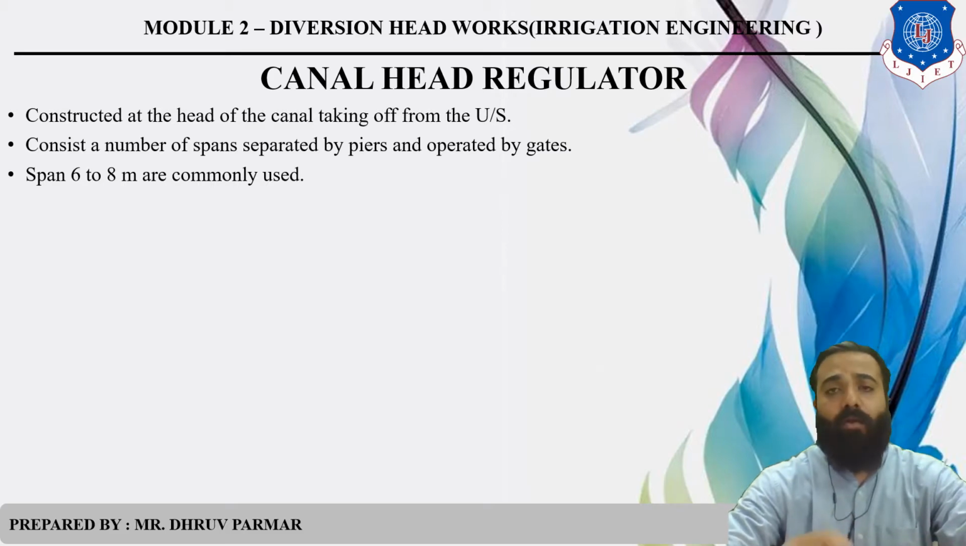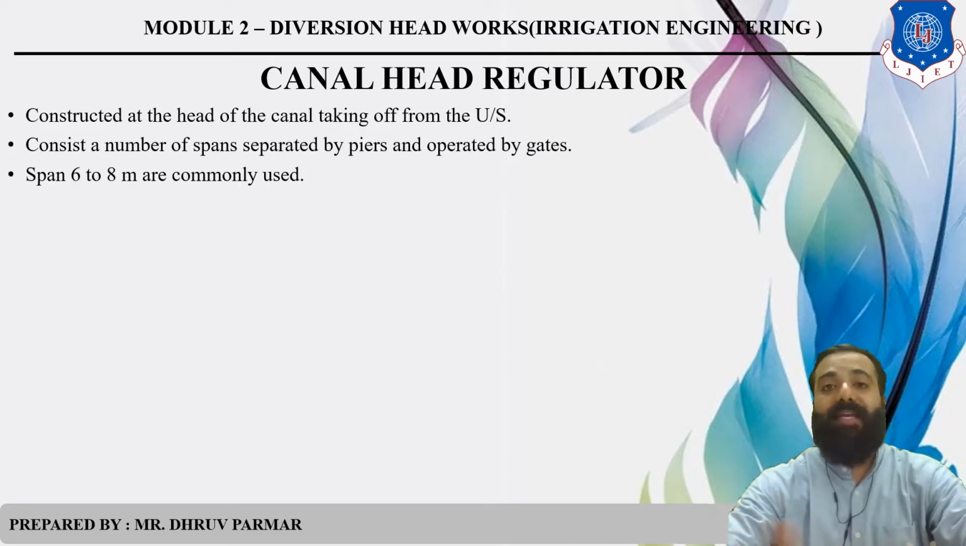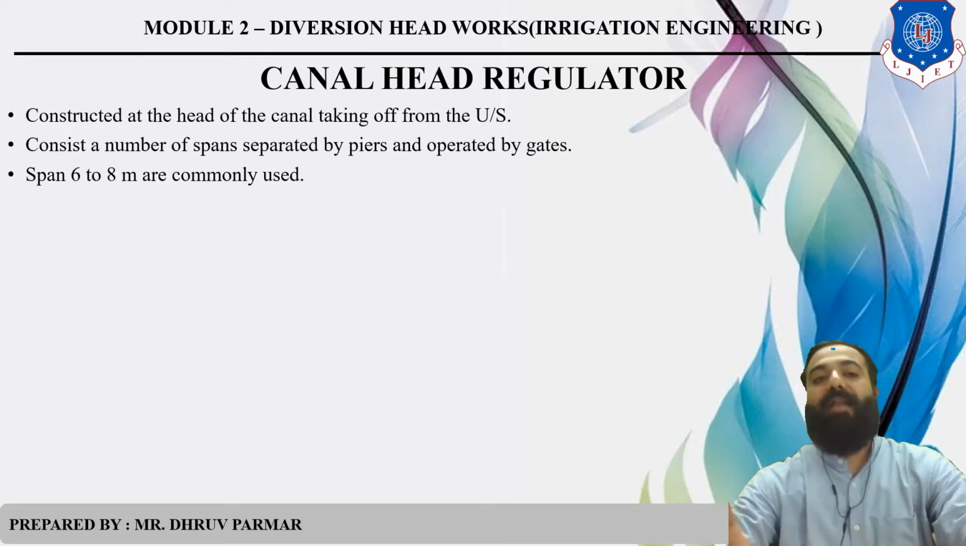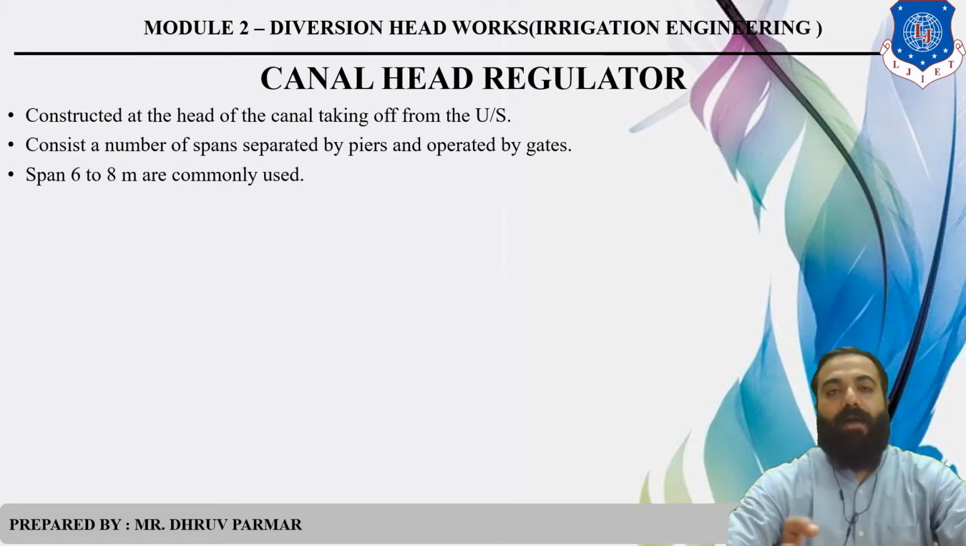So what is the location of the canal head regulator? The canal head regulator is constructed at the head of the canal, meaning the upstream side of the main canal, or we can say the off-taking canal. Clear? So that CHR, the canal head regulator, consists of piers and pier foundation, and it is operated by gates. Clear? In this CHR, it is operated by different types of gate. So what is the span length? The span length is approximately 6 to 8 meters, which is commonly used.